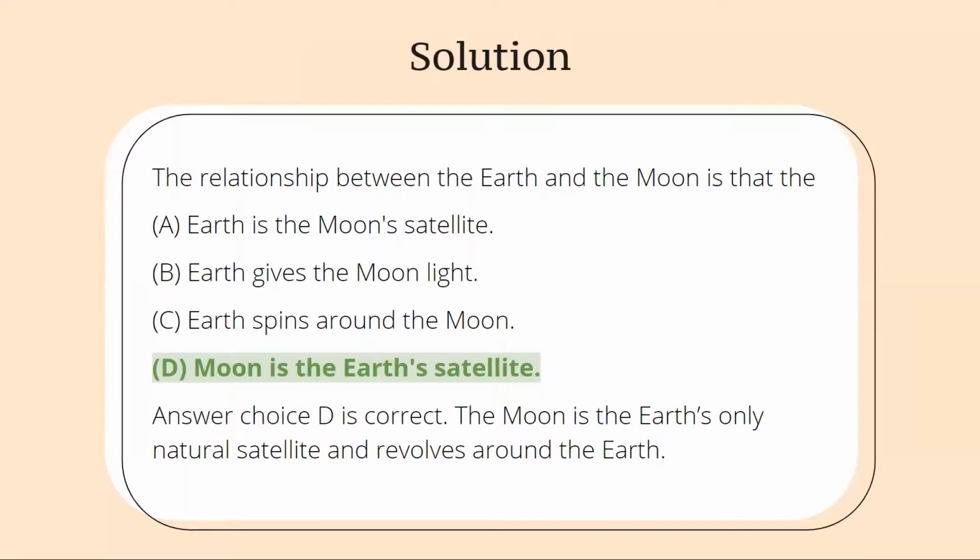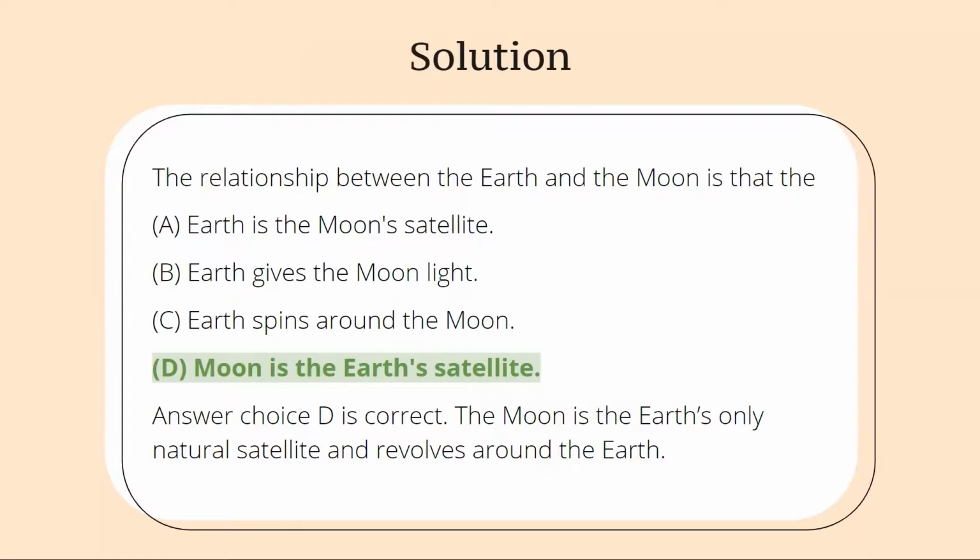If you answered D, you are correct. The Moon is the Earth's satellite. That is how they are related. Remember that a satellite is something that orbits around something else due to gravity, and the Moon orbits around the Earth. Therefore, it's a satellite. And extra bonus points if you remember that the Moon is the Earth's only natural satellite because nobody put it there, right? It was naturally there.